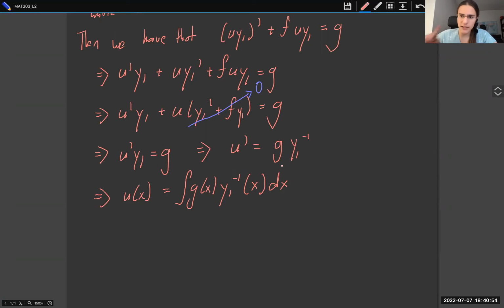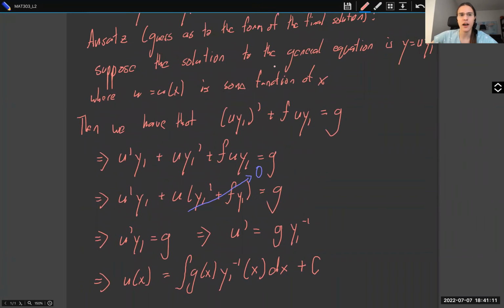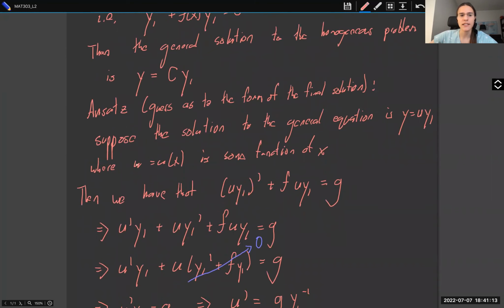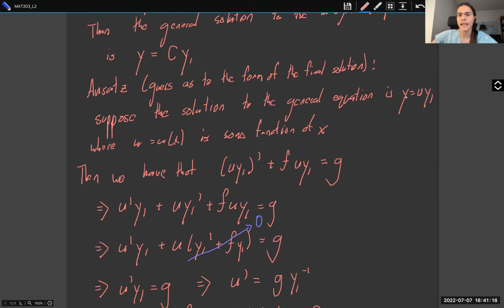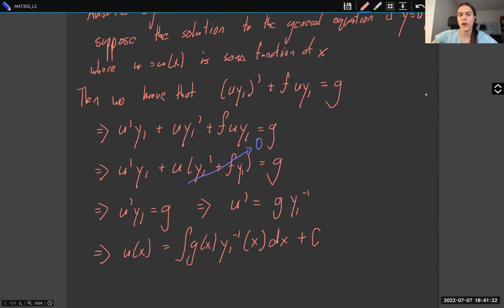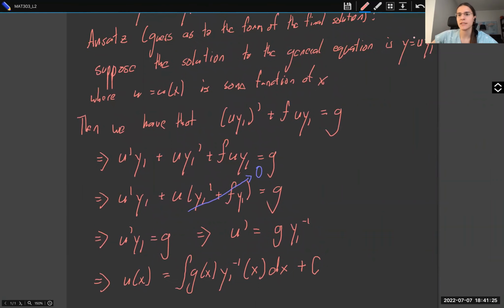And at this point, I'm going to introduce a constant as before. So let's imagine that this is a particular antiderivative and that I have the constant. And we haven't solved for y yet, right? Because we were only given u. So if we think about what y is, we supposed that y is equal to u y1, right? So in other words, what we want to do to get y is multiply u by y1.